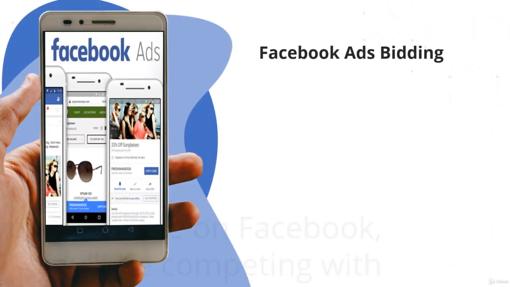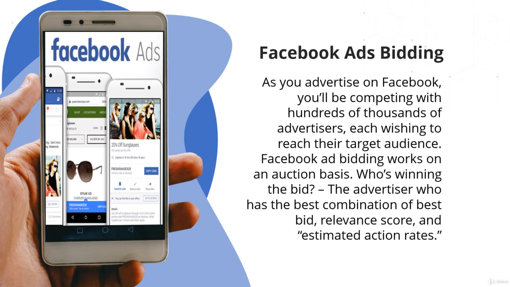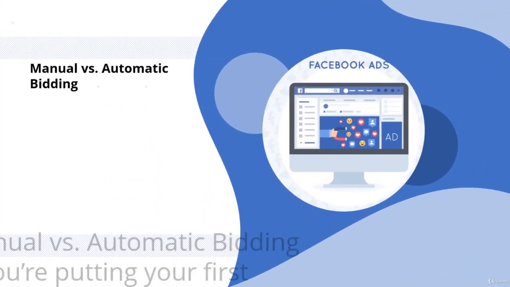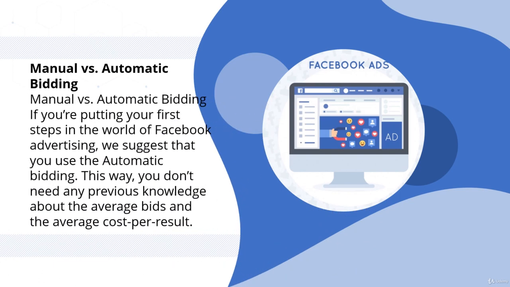Facebook ads bidding. As you advertise on Facebook, you'll be competing with hundreds of thousands of advertisers, each wishing to reach their target audience. Facebook ad bidding works on an auction basis. Who's winning the bid? The advertiser who has the best combination of best bid, relevance score, and estimated action rates. Manual versus automatic bidding. If you're putting your first steps in the world of Facebook advertising, we suggest that you use the automatic bidding. This way, you don't need any previous knowledge about the average bids and the average cost per result.